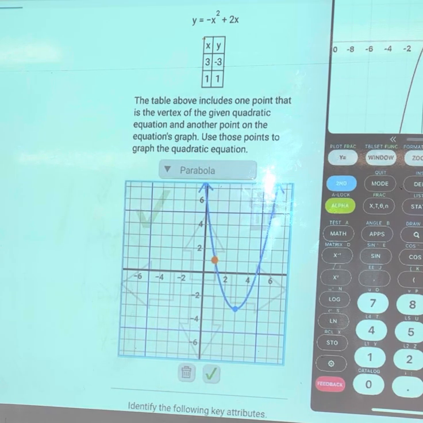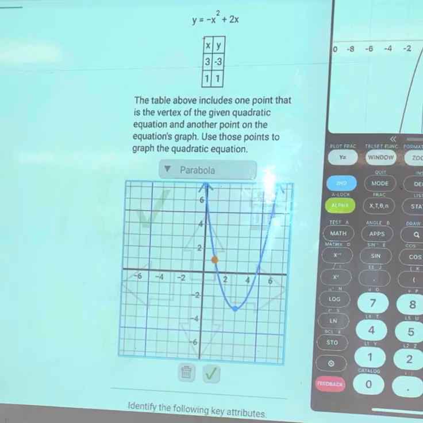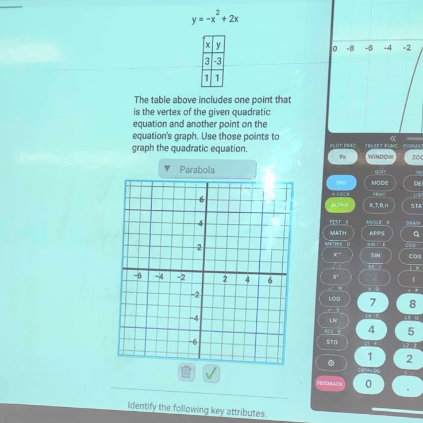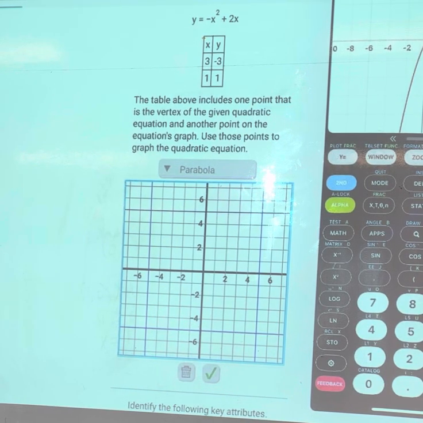So did I get the correct graph? No. So on your notes, if you remember the last 2 questions I asked, what is the first thing that we have to graph? The vertex. We gotta graph the vertex first. So our vertex is not at 3, negative 3. It has to be at 1 and 1 because it's above the x-axis. So you're going to make a point at 1 and 1.